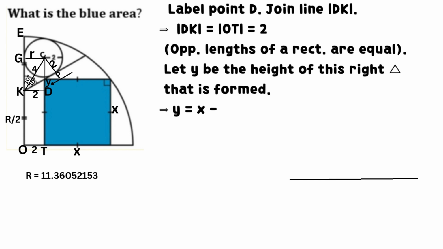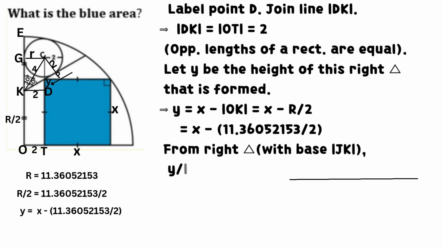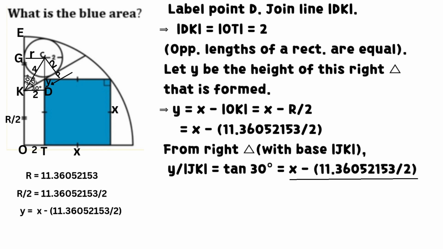Let Y be the height of this right triangle that is formed. It follows that Y equals X minus line OK, which equals X minus half of R. The result equals X minus half of 11.36052153. From the right triangle, Y divided by line DK equals tan 30 degrees, which equals X minus half of 11.36052153, all divided by 2.